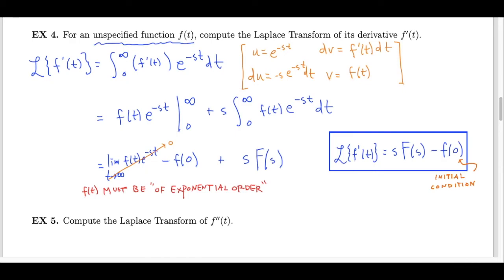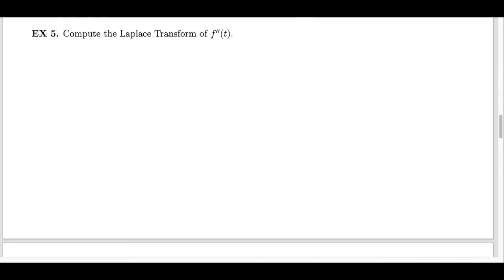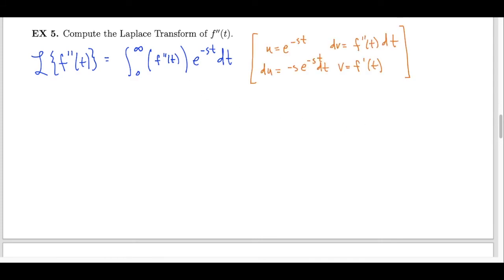Okay, let's go ahead and take a look at example 5. In example 5, we're asked to compute the Laplace transform of f double prime of t. I already have a feeling that this will build off of example 4 somehow, but let's work through the details and see how this plays out. Having plugged f double prime of t into the definition, in order to evaluate this integral, I'll once again use integration by parts. And in the same way that in the last example I chose this derivative to be my dv, I'll do that again.